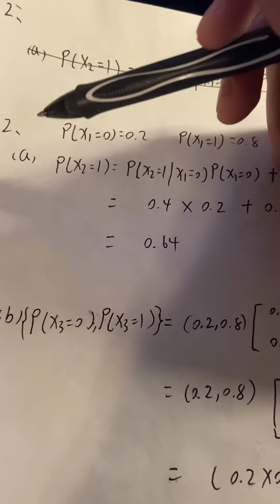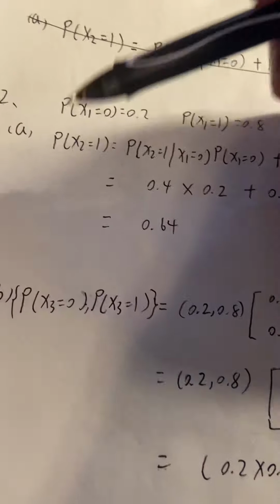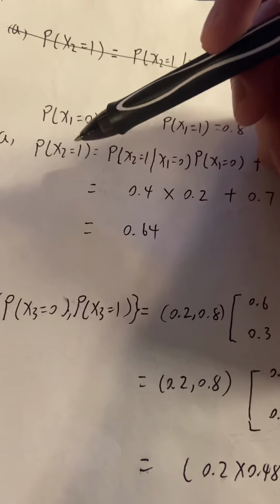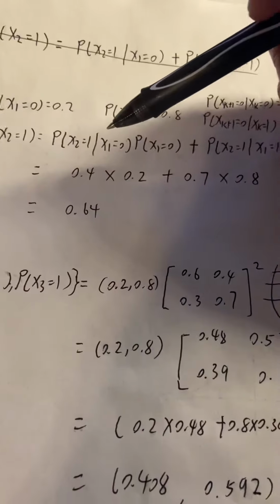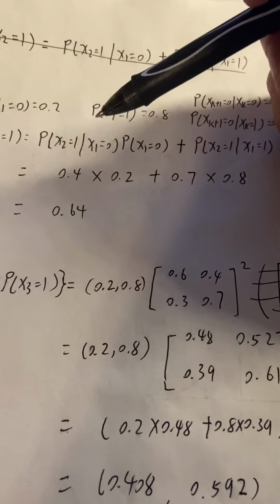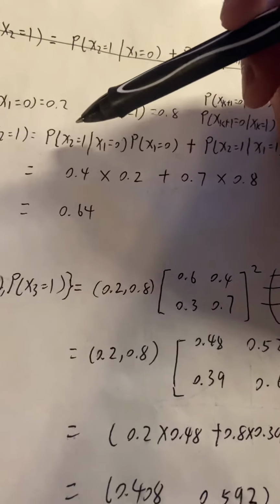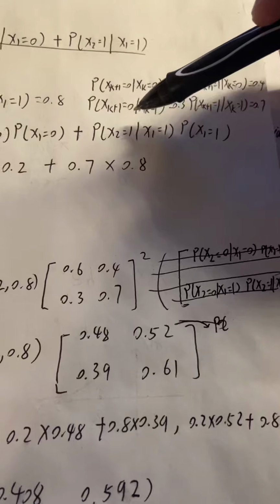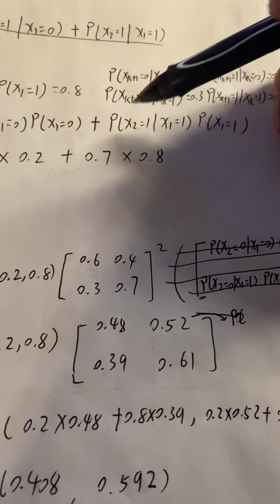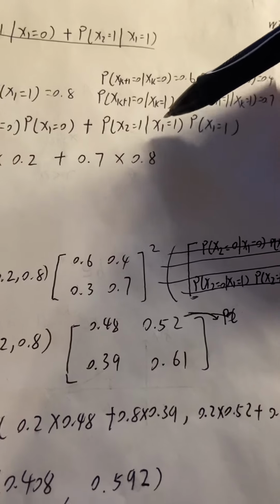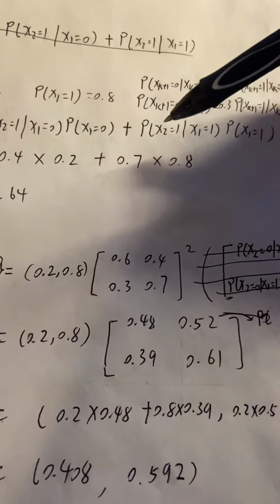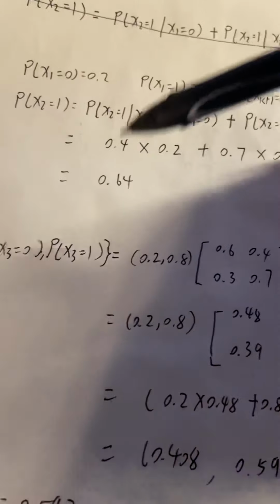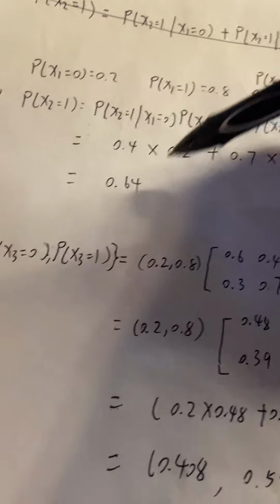In the first question, part A, we need to find the probability of x2 equals 1. There are two possibilities: the first one is x2 equals 1 when x1 equals 0, and the second one is the probability of x2 equals 1 when x1 equals 1. We can add these two conditional probabilities together, and the final result will be 0.64.